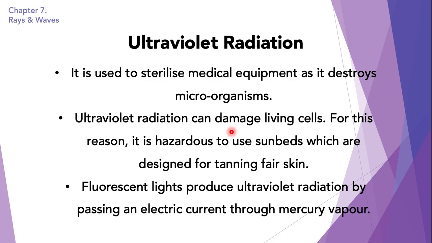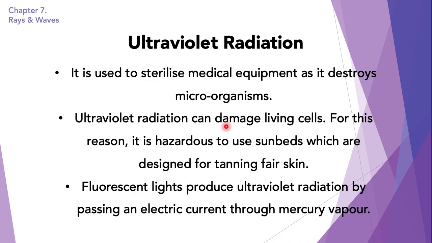That is why we use sunscreens and sun protection, so that the rays cannot harm our living cells, because ultraviolet radiation can damage living cells and can be a cause for skin cancer. They are very hazardous. Fluorescent lights produce ultraviolet radiation by passing an electric current through mercury vapor. So these were the uses of ultraviolet radiation.